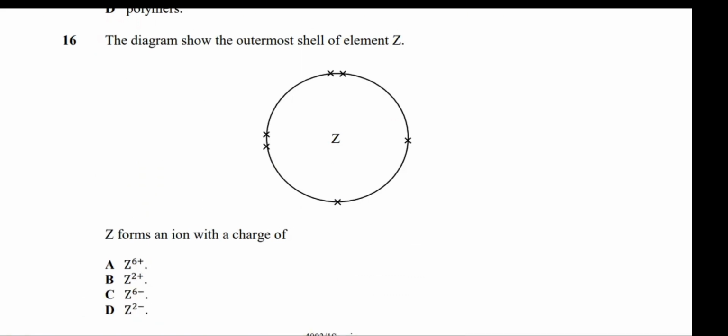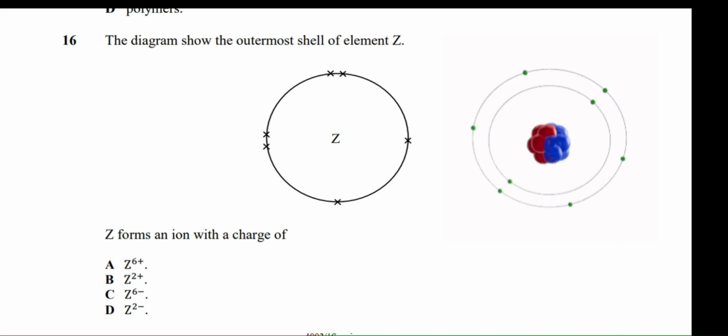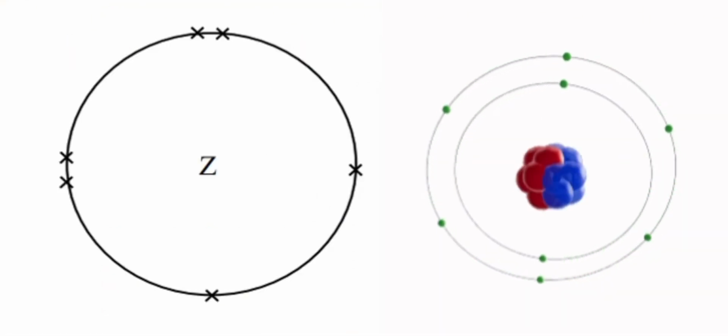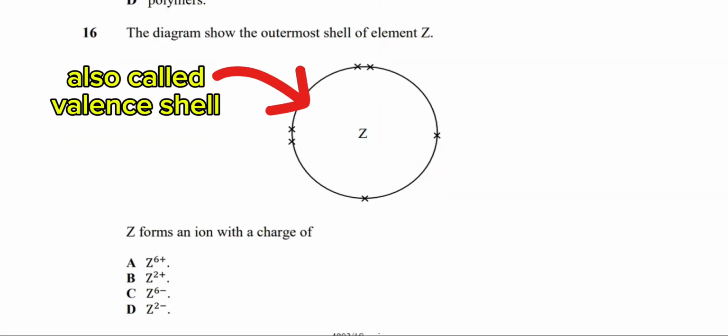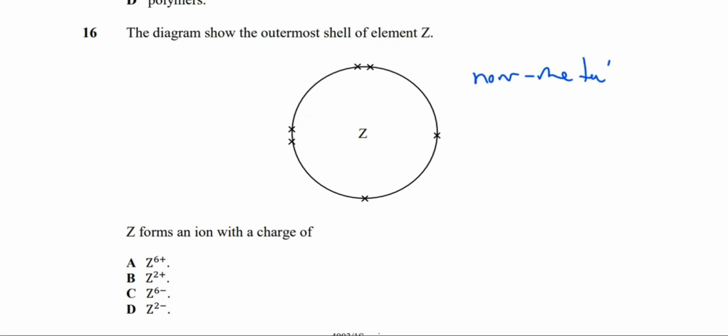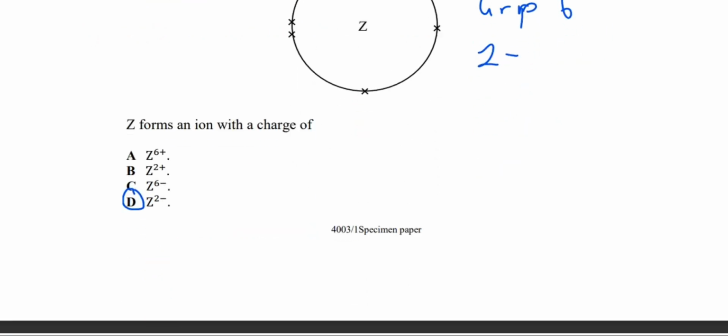The next question, the diagram shows the outermost shell of element Z. It has 2, 4, 5 and 6 electrons in its outermost shell. So electrons with an outermost shell of 6 are nonmetals. This is a nonmetal, and it is in group 6. So instead of losing 6 electrons or donating, it will gain 2 electrons. So if it gains 2 electrons, its overall charge will be 2-. So it will have a charge of Z2-, which is D.